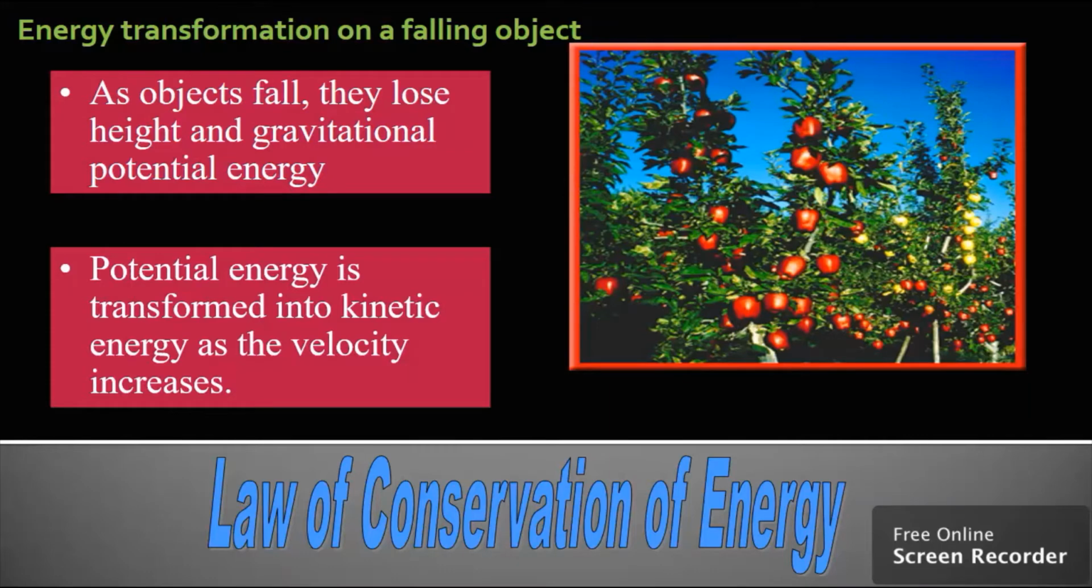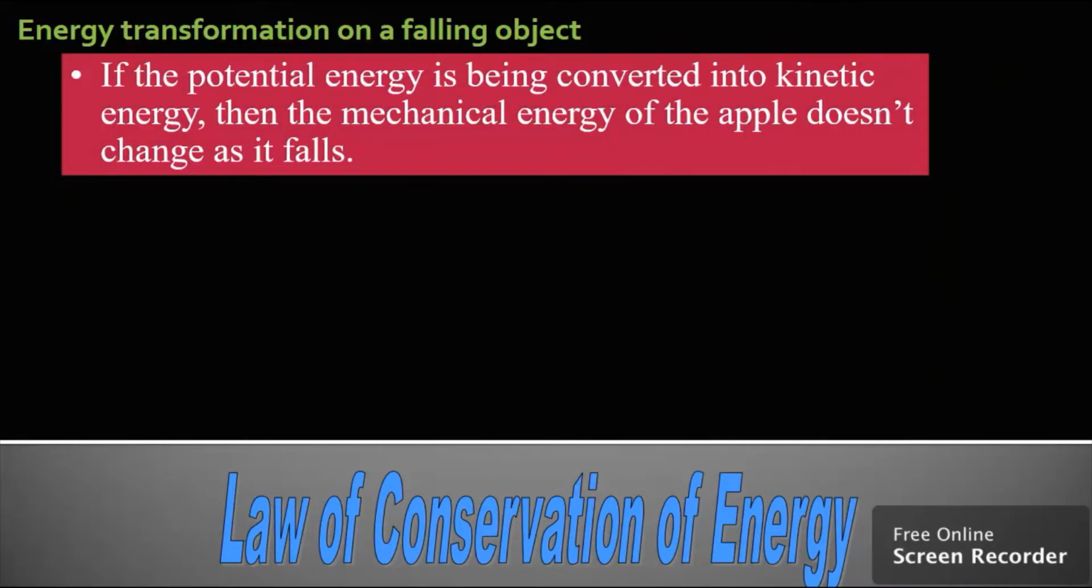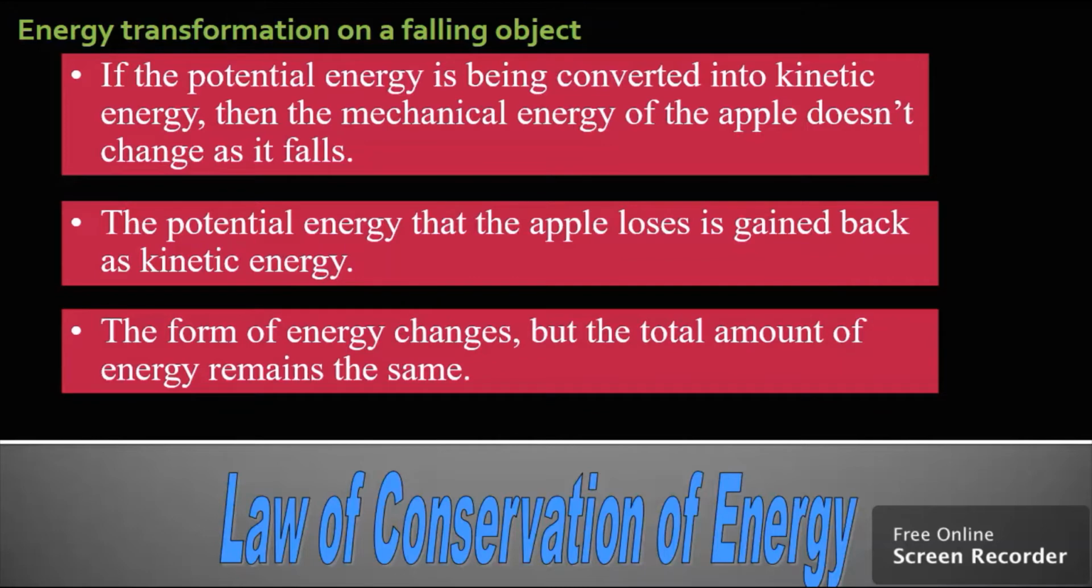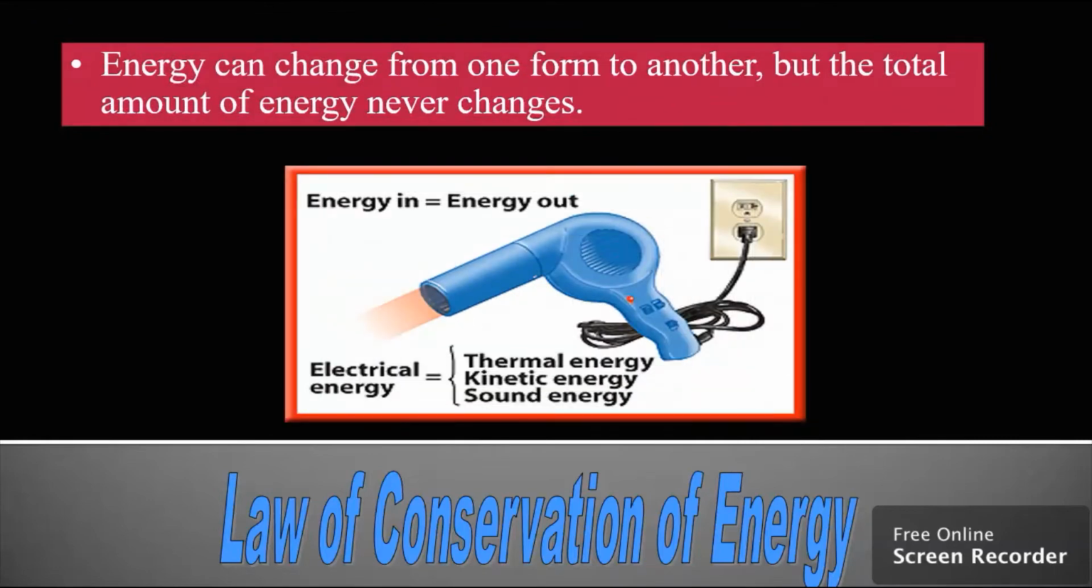The potential energy is transformed into kinetic energy as the velocity increases and as the height decreases. If the potential energy is being converted into kinetic energy, then the total mechanical energy of the apple does not change as it falls. The potential energy that the apple loses is gained back as kinetic energy. And once again, the form of energy changes, but the total amount of energy remains the same. And that's an example of the law of conservation of energy in action. Here's another example.